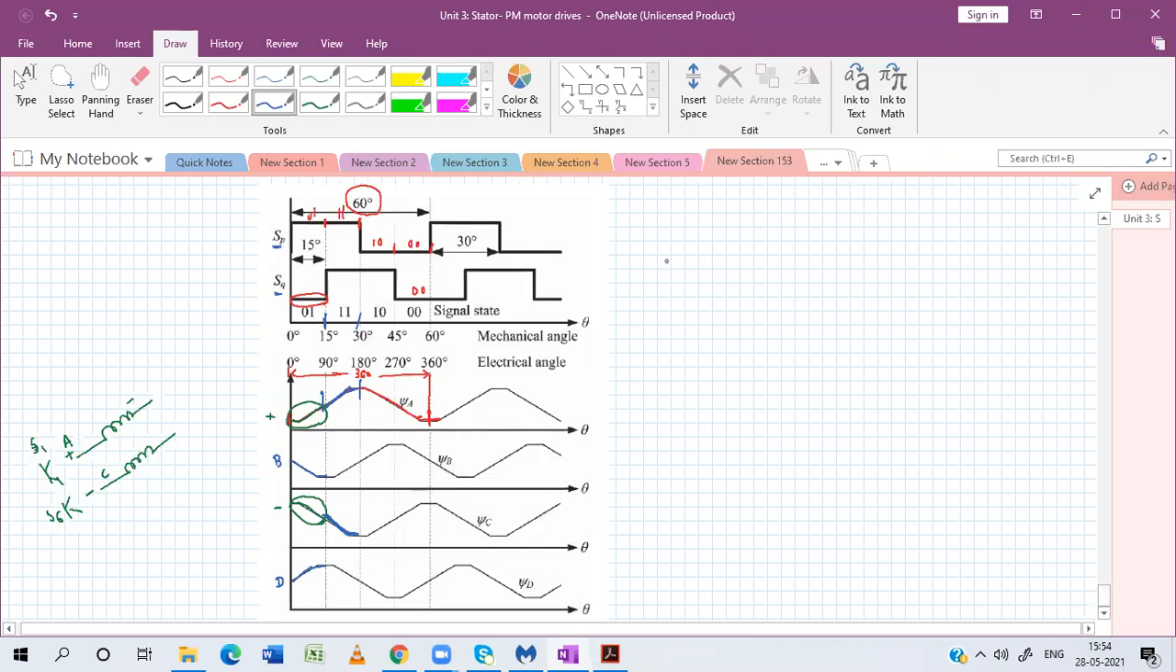The main thing is that between these two optocouplers SP and SQ, we are keeping how many degrees? 45 degrees. So here you can see this is a 60, and here there is a 15. If you see 60 minus 15, it is 45.